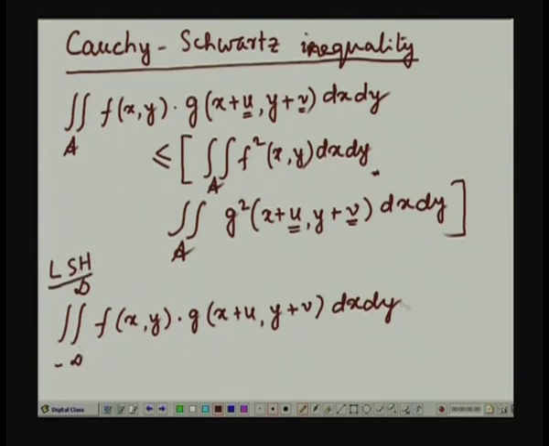Now, if you look at this particular expression, that is f x y into g x plus u, y plus v dx dy, double integral from minus infinity to infinity, this is nothing but the cross correlation between f and g.